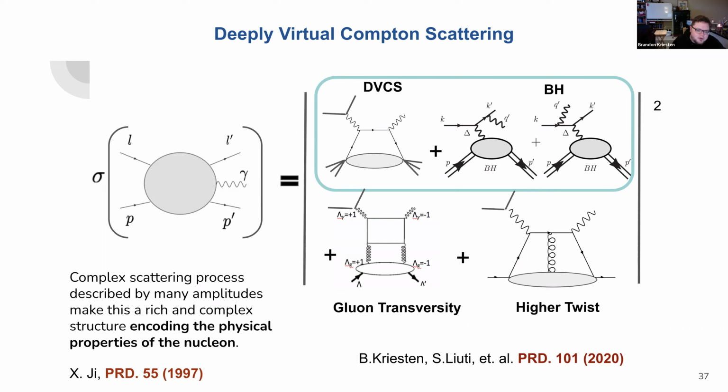And so there's quite a few amplitudes that go into this scattering process. What this means is that this is a rich but complex structure that encodes the physical properties of the nucleon. This was first developed, for instance, by Xiangdong Ji in '97. And recently we wrote a paper in which we define all of these amplitudes in terms of the helicity amplitude formalism, and we calculate all their cross sections.